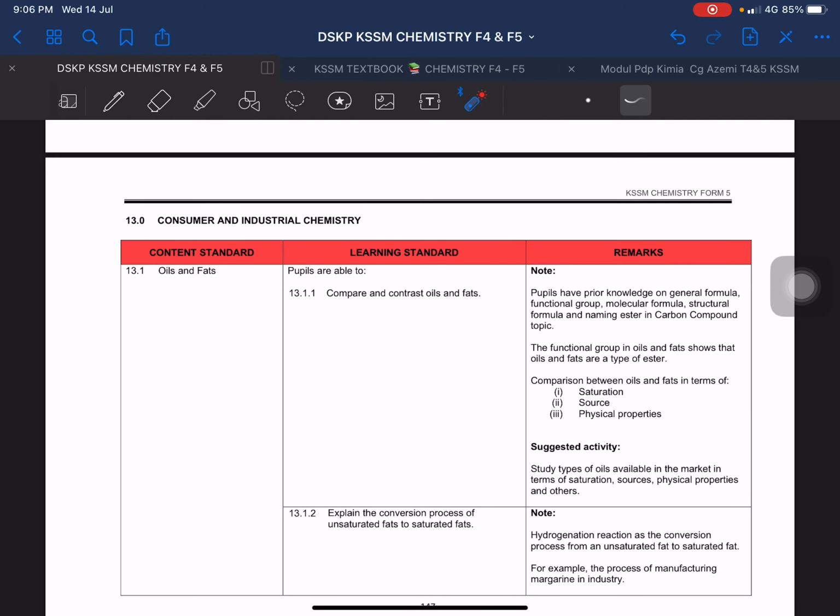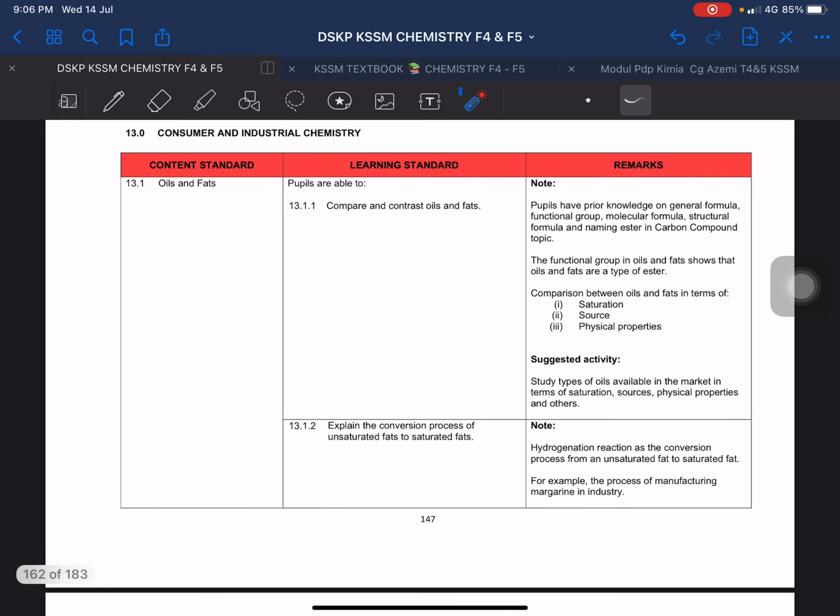What you're going to learn in this chapter are a few subtopics, and the first one is oils and fats. So this is the first one that you are going to learn in the 13th chapter in chemistry form 4 and form 5. Okay, so in this subtopic you will be able to compare and contrast oils and fats, minyak dan lemak. Compare, contrast, banding, beza. Apalah beza? Minyak dan juga lemak.